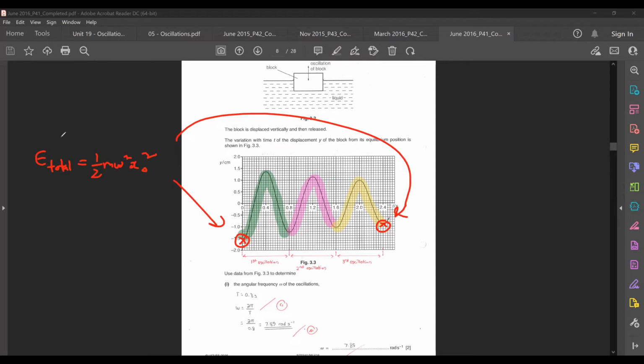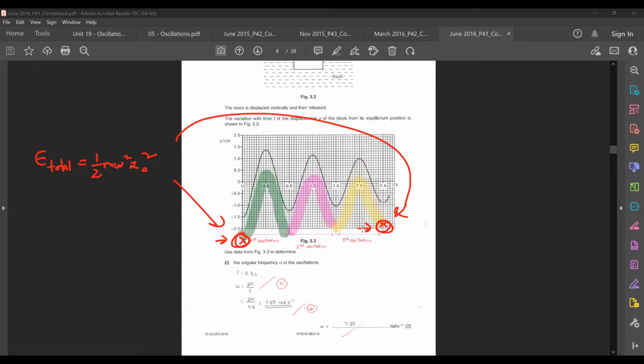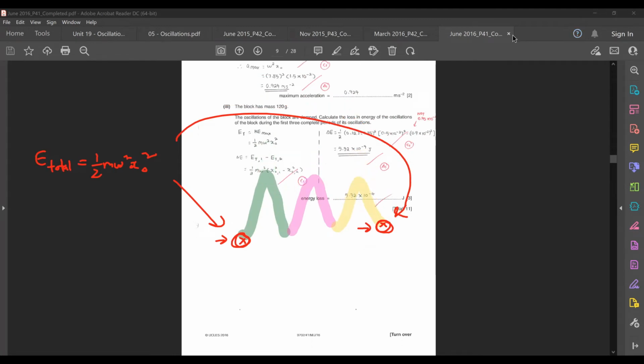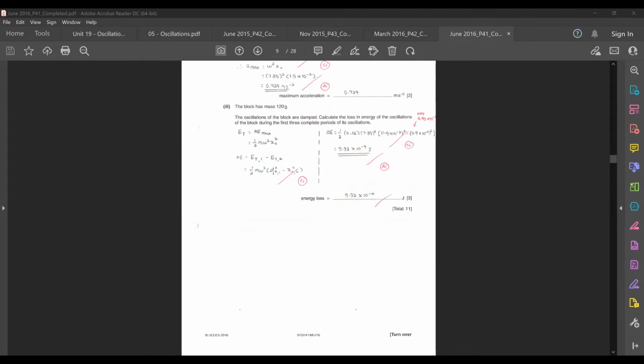Here this one is pretty straightforward because you're really getting a displacement versus time graph. So whatever you read here and here is your amplitude value itself. There's no subtraction whatsoever required. So here you just sub in your values. You say the loss in energy is E_T1 minus E_T2, so it's half m omega square (x naught 1 square minus x naught 2 square).